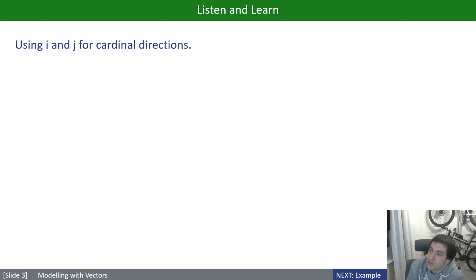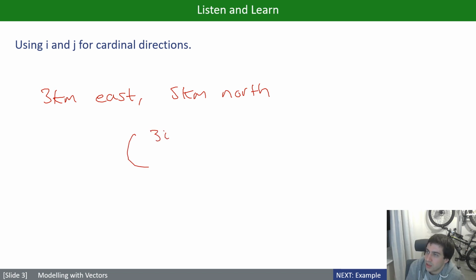So for instance, if I said, and I think I did this as an example in a previous lesson, let's say 3 kilometers east and 5 kilometers north. As a vector, that's 3i and 5j. Okay, assuming my vector is in units of kilometers.